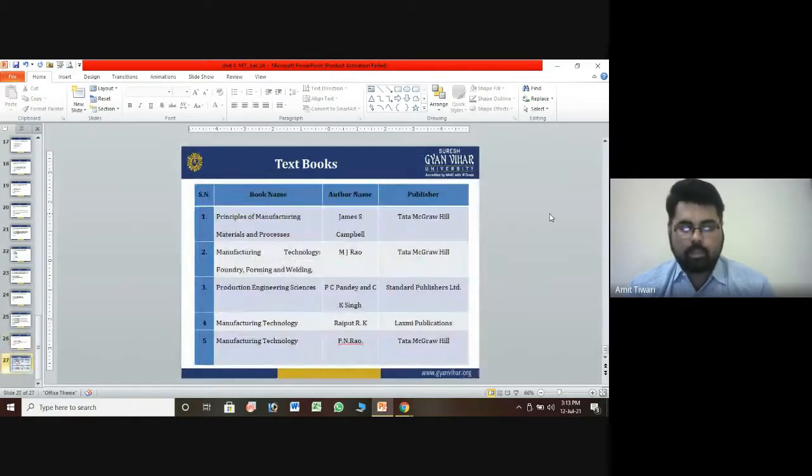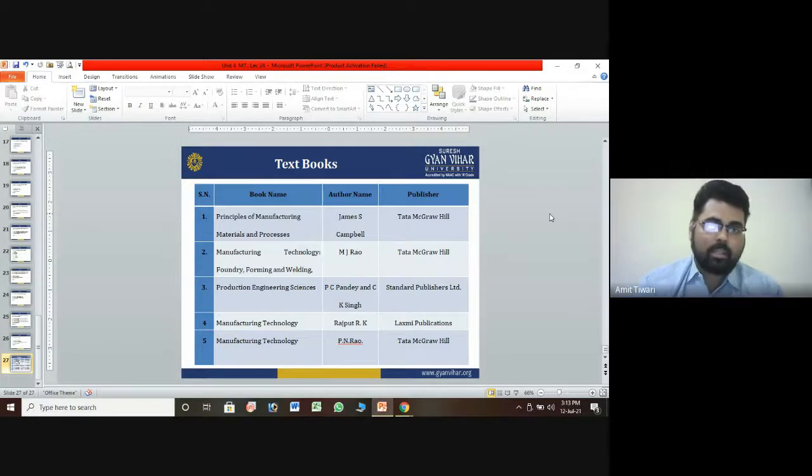At the end, I am recommending some books on the manufacturing technology subject, which you can learn from. These are standard books by very popular writers. First, Principles of Manufacturing Materials and Processes by James S. Campbell, McGraw Hill. Second, Manufacturing Technology: Foundry, Forging, Welding by M.J. Rao, Tata McGraw Hill. Third, Production Engineering Science by P.C. Pandey and C.K. Singh, Standard Publisher. Manufacturing Technology by R.K. Rajput, Laxmi Publications, and Manufacturing Technology by P.N. Rao, Tata McGraw Hill.